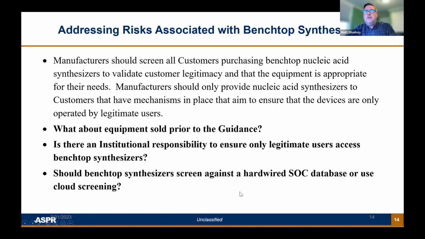Okay, so there are some questions here. We are also trying to establish an institutional responsibility to ensure that only legitimate users access the synthesizers and are able to manufacture sequences of concern. There are issues of how to deal with equipment sold prior to the guidance. One of the ways to deal with this is to verify legitimacy when purchasing reagents, especially reagents that are sole use for these benchtop synthesizers.